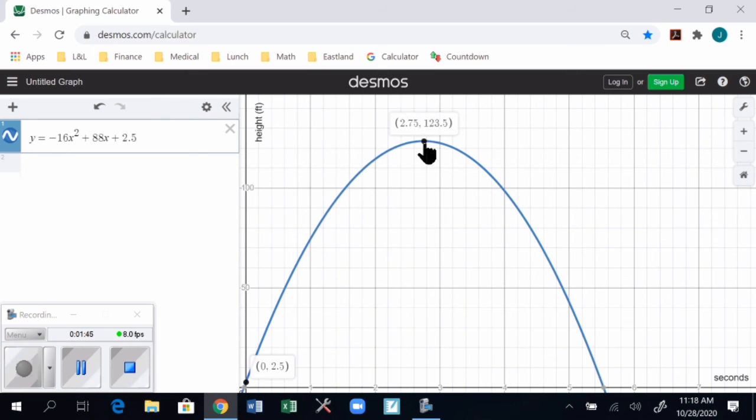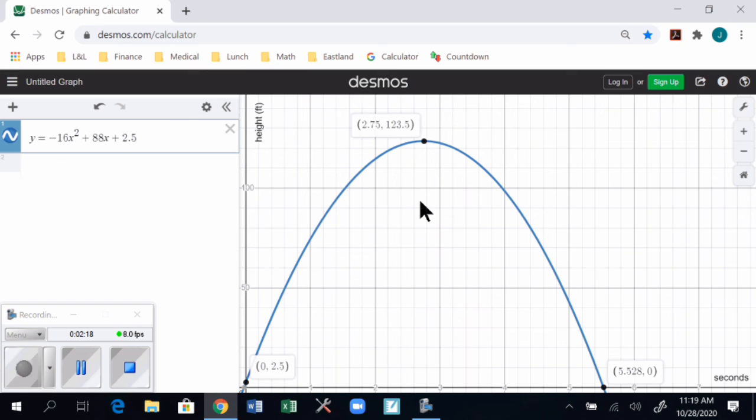Here you can check the vertex. We were correct. We said 123.5 feet was the highest this football went. And then we can check the zero. We were also correct. We said the football would hit the ground at 5.528 seconds. But isn't that a wonderful visual? You can see how gravity and parabolas, quadratic functions, model gravity perfectly. It's almost like the language that gravity was written in is perfectly modeled by quadratics, a variable being squared.